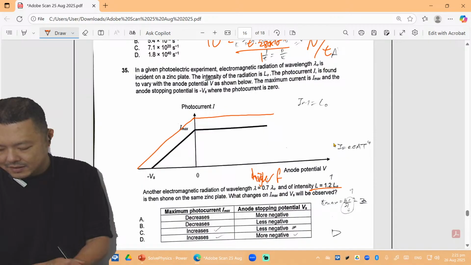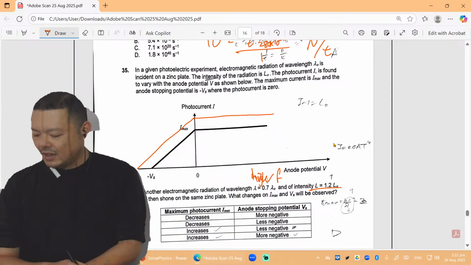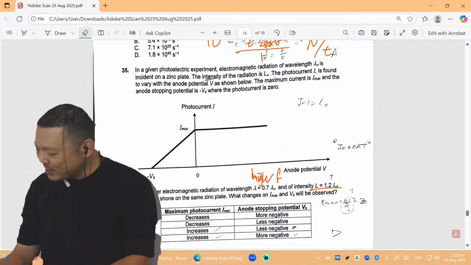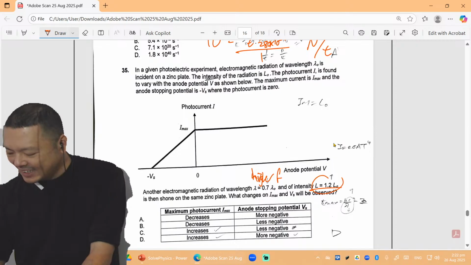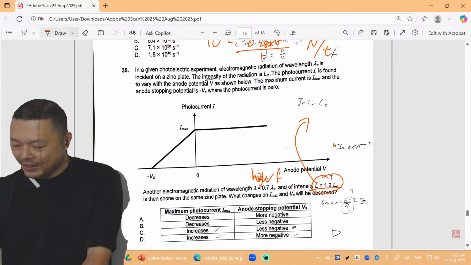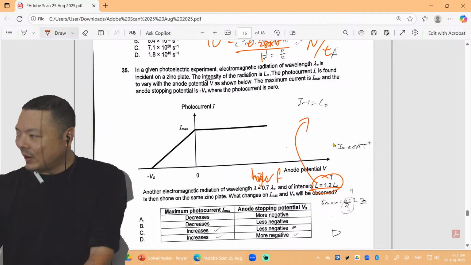Wait, the IMAX is like proportional to... Oh wait. Yeah. Oh my god, you have to calculate this out. This is so annoying. Oh my god. Wait. Holy crap.